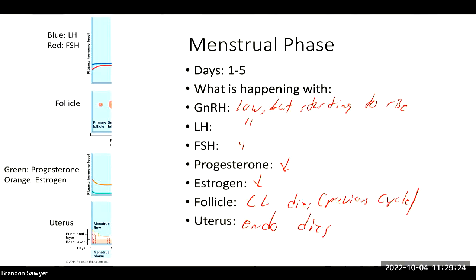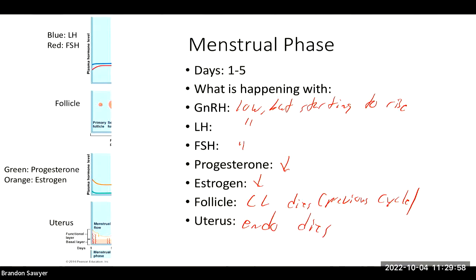So days 1 through 5, menstrual phase, we see, and pretty much always, GnRH, LH, and FSH are going to be the same, because one is stimulating the other two. So GnRH, LH, and FSH are low, but they're starting to rise at this point. Progesterone levels are decreasing, and estrogen levels are decreasing. What was the source of those two hormones? The corpus luteum from the previous cycle, which is now dying off, and it has died off, so that's why those hormone levels are dropping.